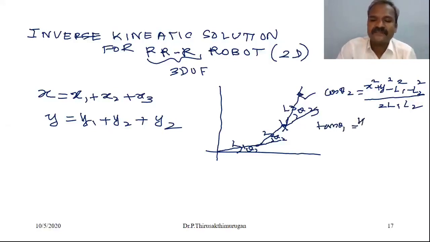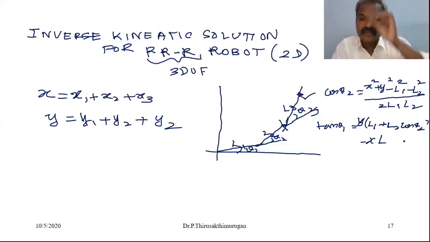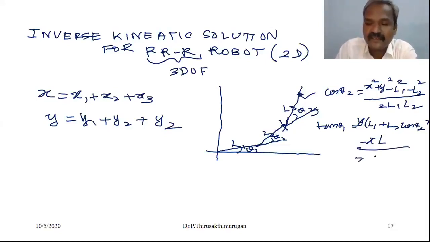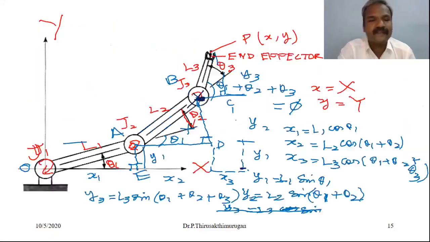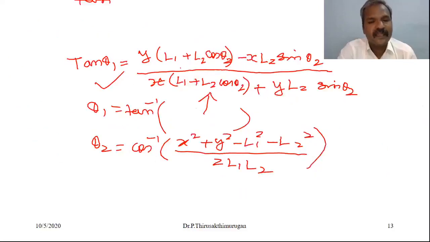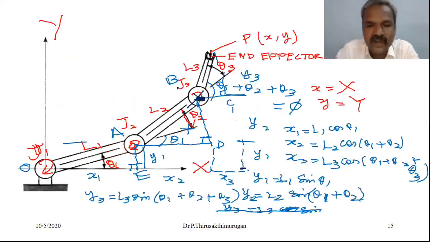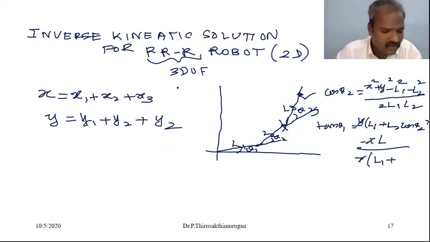The y into L1 plus L2 cos theta 2 minus x into L2 sin theta 2, divided by x into L1 plus L2 cos theta 2. Please go through. Okay, go back. You see, this is a forward kinematic solution. So up to the second joint, we have the solution. Okay, we have the solution.